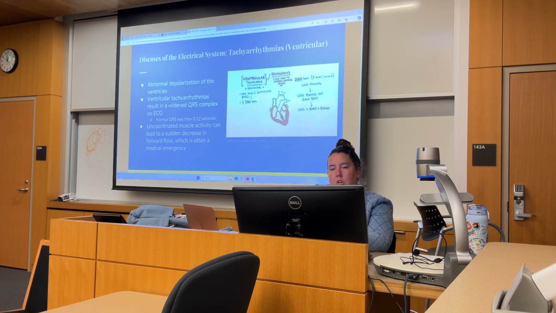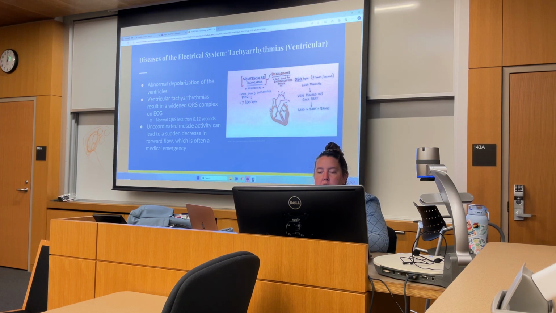Okay, so now we're going to move on to ventricular tachyarrhythmias. So now we've moved from the atria down to the ventricles. Ventricular tachyarrhythmias, abnormal depolarization of the ventricles. Ventricular tachyarrhythmias often result in a widened QRS complex on ECG. And the reason for that is because the ectopic impulses, so impulses that occur outside of the regular conduction pathway, cause the rhythms to spread partially or entirely outside the ventricular conduction system. And that's what leads to a slower depolarization.